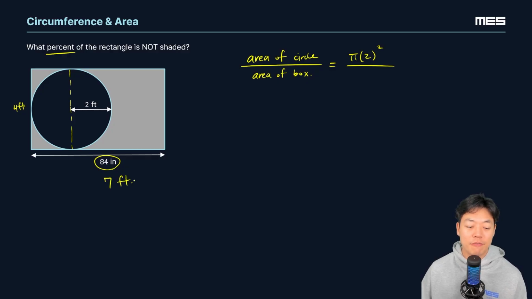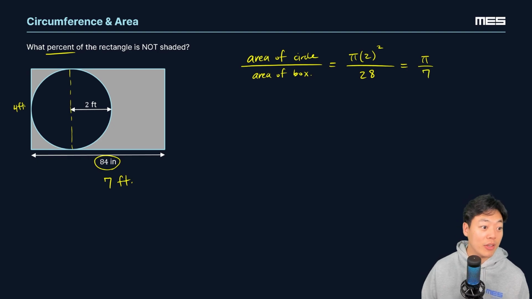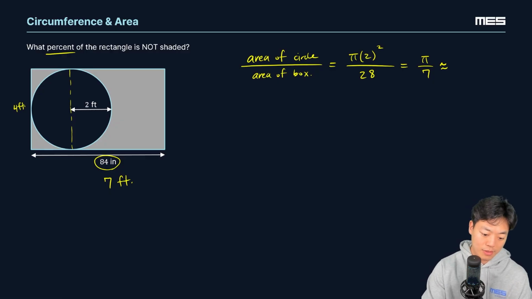So we have 7 feet. So we have 7 times 4 is 28. So we have 4 over 28, which is 1 over 7. So we have pi over 7, and we can plug this into our calculator to get pi divided by 7. We can do it on the side here, and we'll get some percentage. Let's do it really quick on the side here.